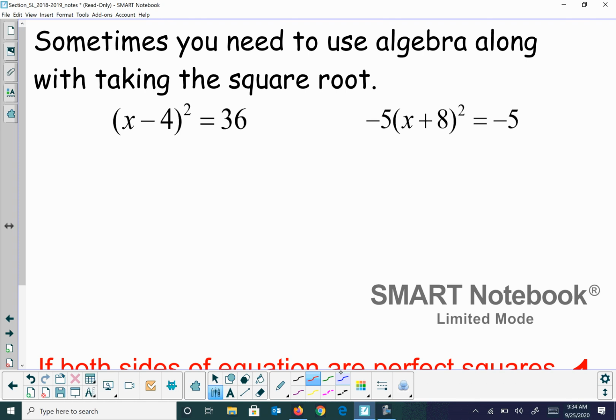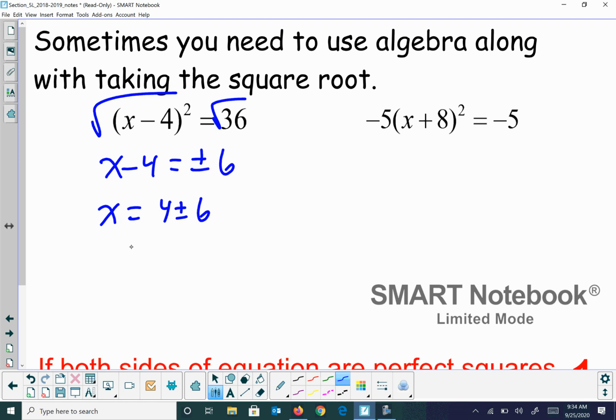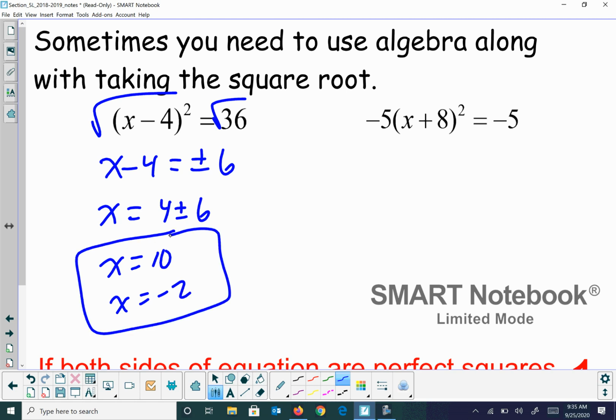Now, what's going to happen when we have a little bit more to the problem? So I'm still going to take the square root of both sides. So I get x minus 4 equals plus or minus 6, because square root of 36 is 6. And then I'm going to add 4 to both sides. Let's combine like terms. So I get x is equal to 10, and x is equal to negative 2. So we have 2 solutions to this problem.